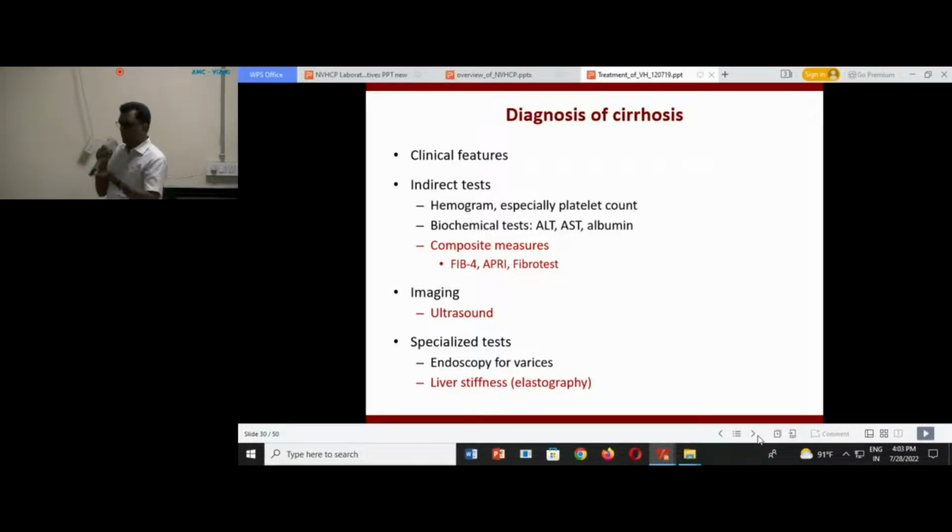And then imaging is there. Ultrasound to detect simple cirrhosis. And some specialized tests. Sometimes we might need to do an endoscopy to see whether there is any portal hypertension. And now we have this elastography, the FibroScan. It is a non-invasive test to diagnose early fibrosis in the liver, right? So we use this test to see whether there is early cirrhosis or not.